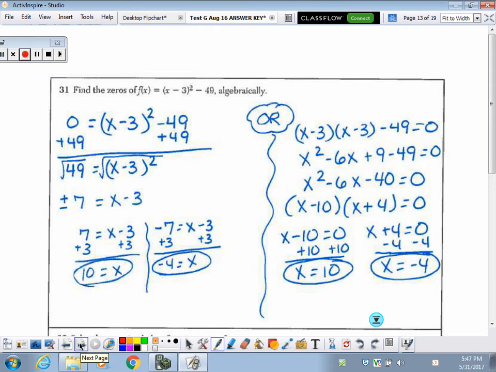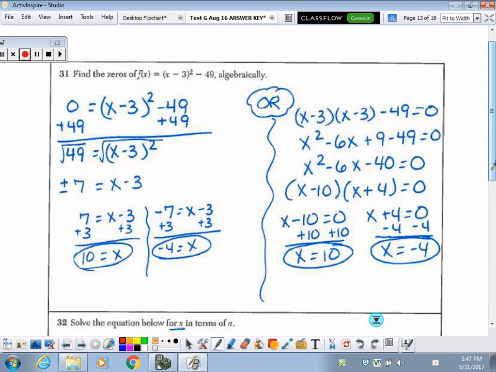Okay, looking at number 31. They want us to find the zeros of this quadratic, so that means that they want us to solve it and find the roots. So two different ways you can do this. Over here, what you could do, because this looks like completing the square, right? We could add 49 to the other side, and then we can take the square root of both sides.